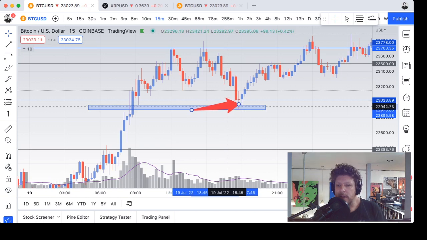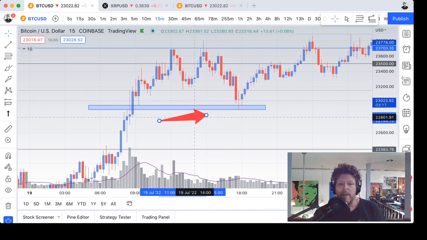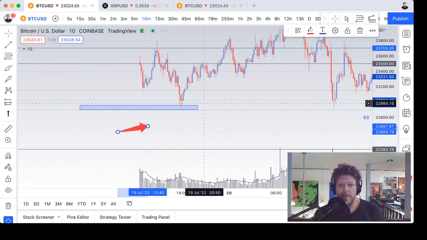And so I'd start looking for blue candles on volume, which we got 2 in a row. And so I might enter my trade right here. Now this is the 15 minute. Let's go down to the 10 and see what else is there.